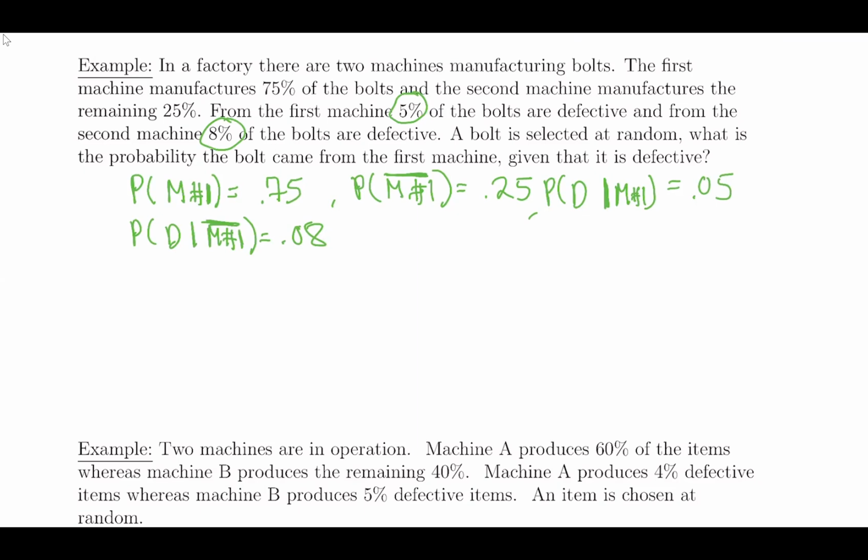All right, so lastly, we're going to see what probability we're looking for. It said, what is the probability the boat came from the first machine, given that it's defective? So right here, the given is that it's defective. So we'll say the probability it came from machine number one, given it's defective.